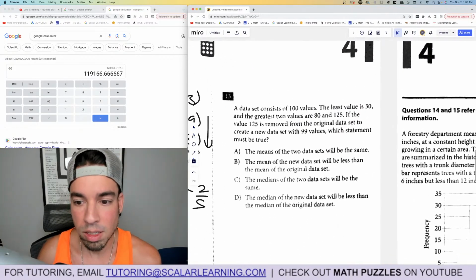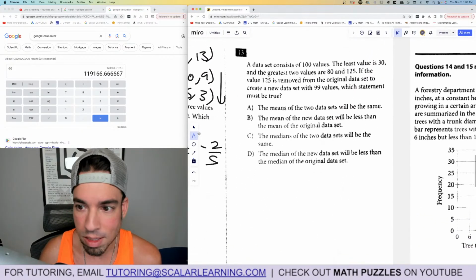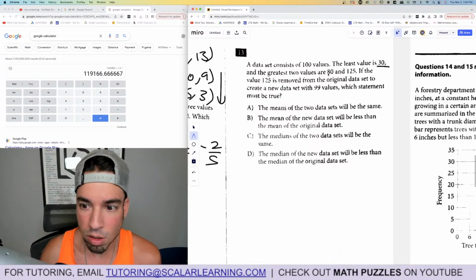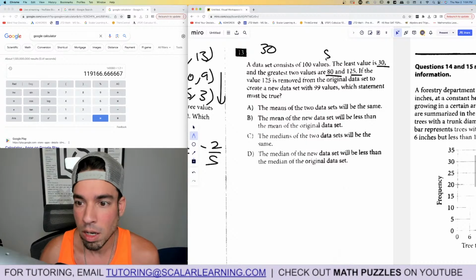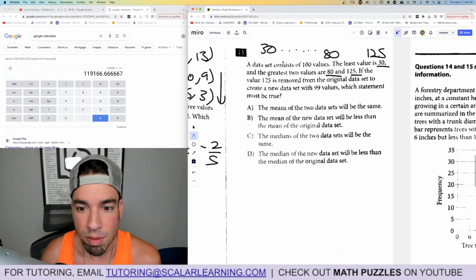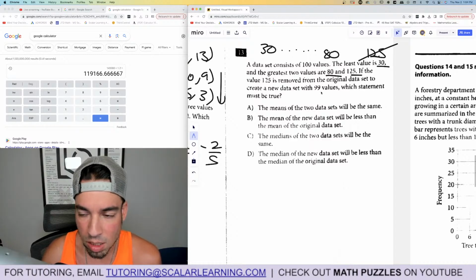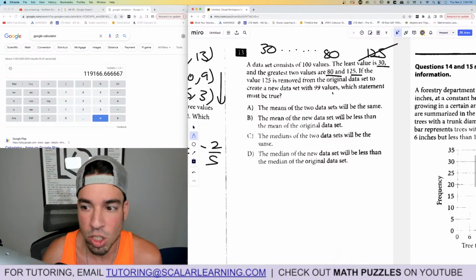13. A data set consists of 100 values. The least value is 30, and the greatest 2 values are 80 and 125. Hold on. 30, 80, 125, and then a bunch of stuff in the middle. If the value 125 is removed from the original data set to create a new data set with 99 values, which statement must be true?